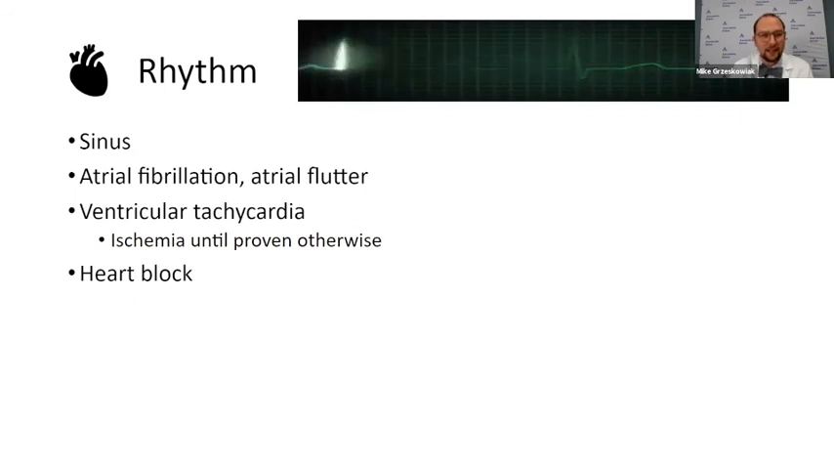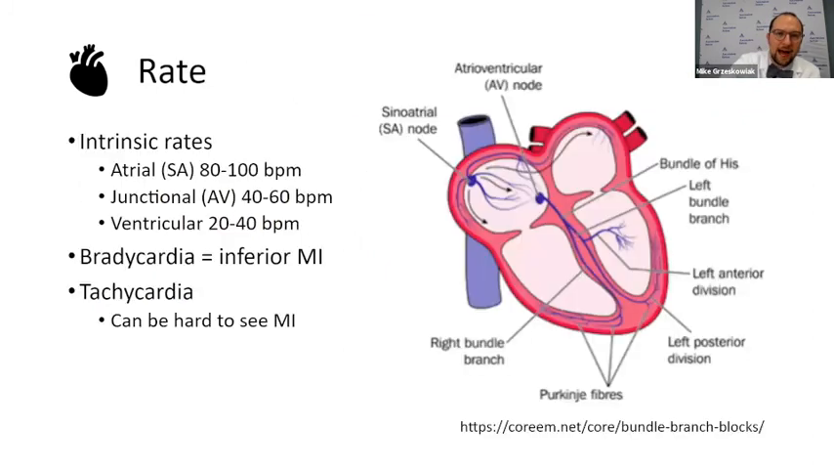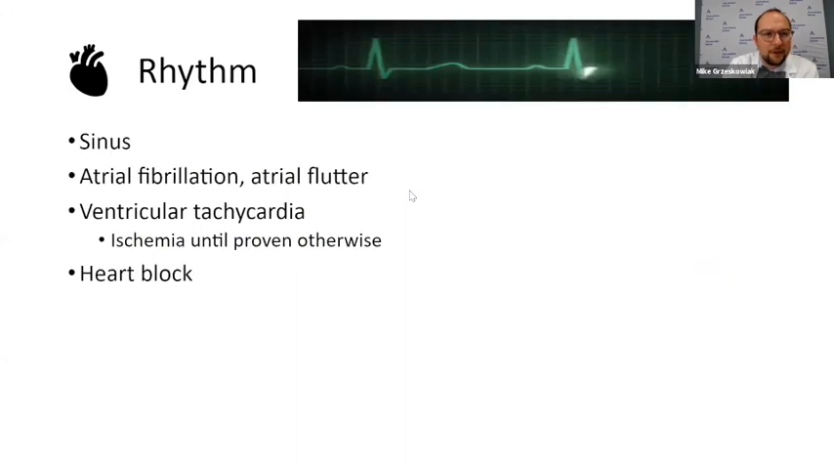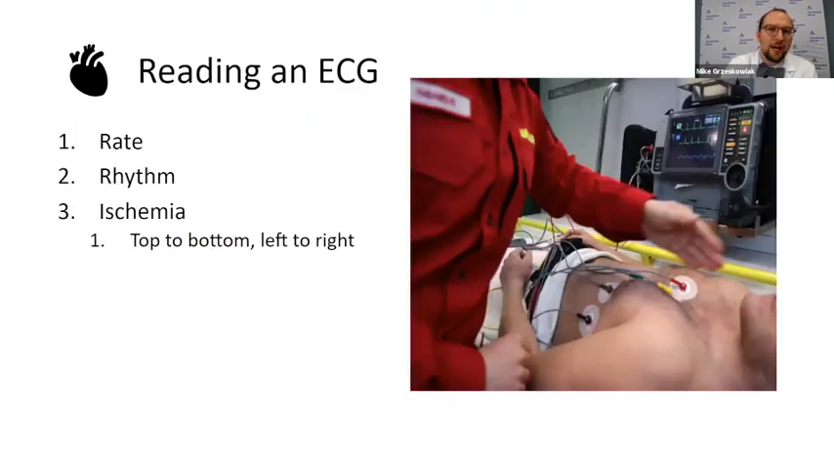And then lastly, heart block, right? We just talked about back here that if you have the inferior or RCA involvement, you're going to knock out the SA node, you're going to knock out the AV node, and it's very common for those patients to have heart block. So you want to notice that stuff before you dive deep into looking for ST changes. So you do rate, you do rhythm, and then you can start looking for ischemia.